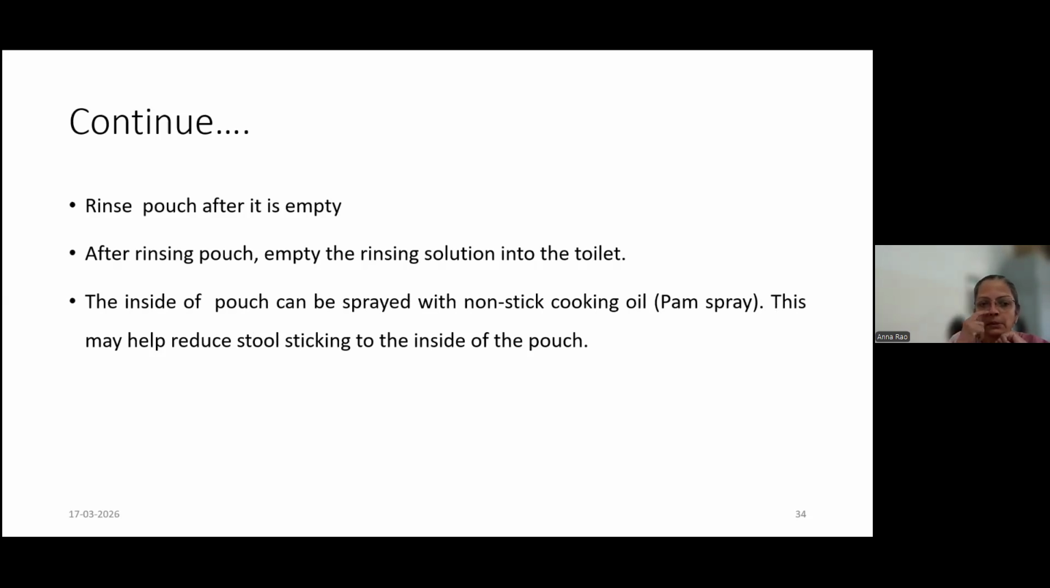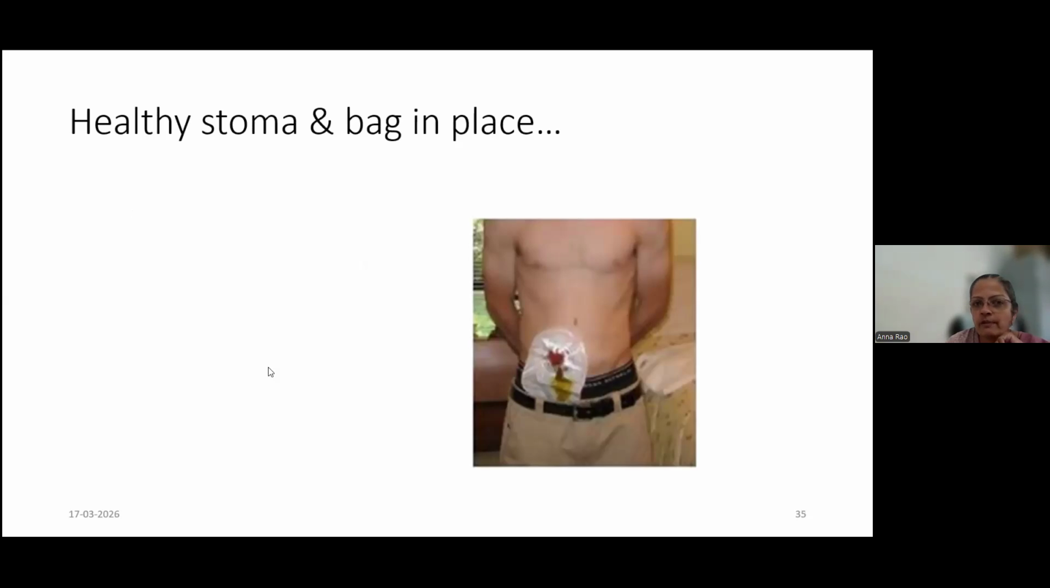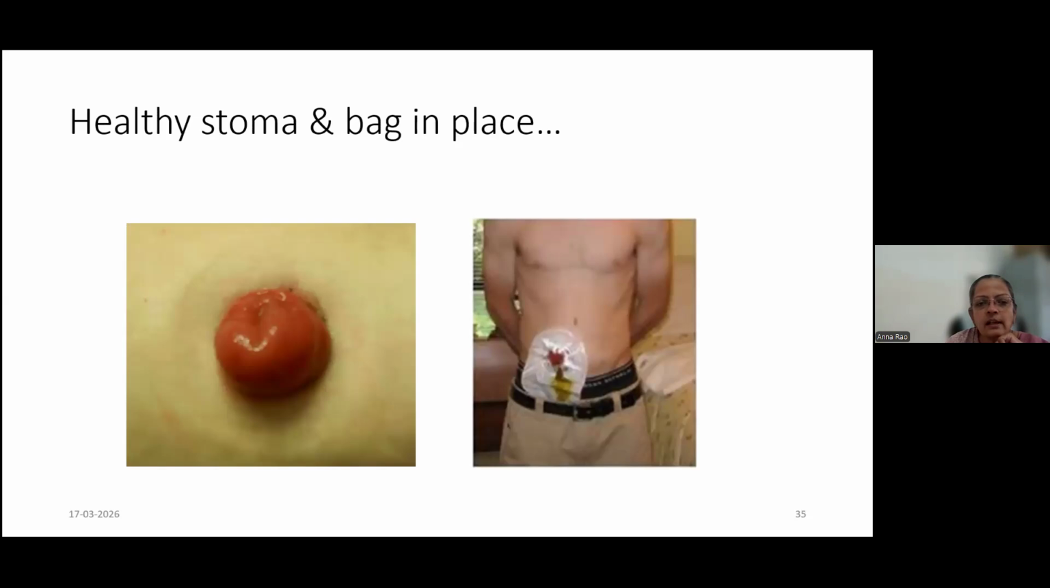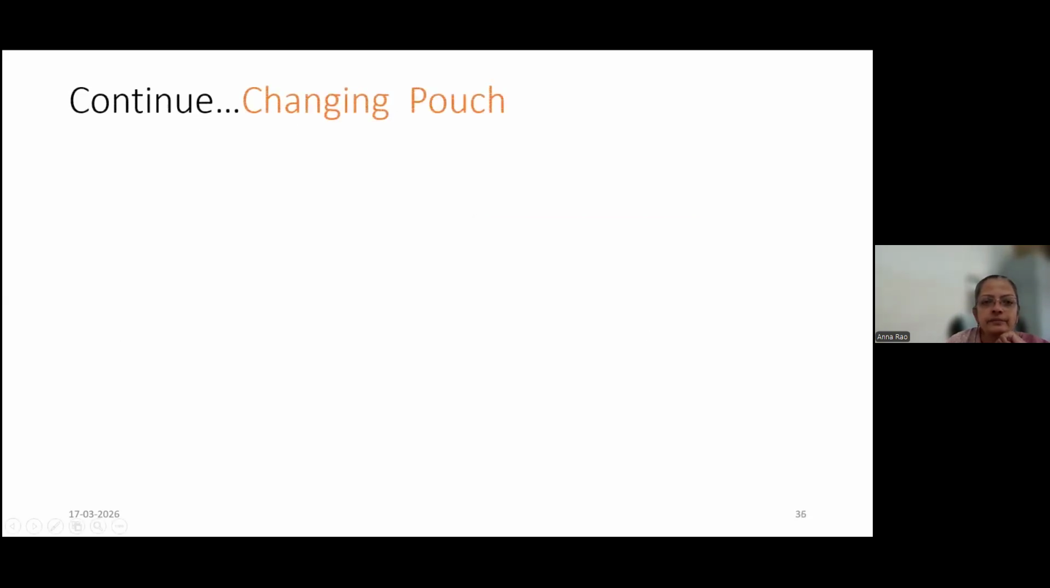The inside of the pouch can be sprayed with non-stick cooking oil. A palm spray can also be used, just a little bit, so that the stool doesn't stick to the inside of the pouch and removal will be very easy. The actual patient will look like this, and you can see the normal stoma, how it is pink in color. That shows us how healthy it is, right?